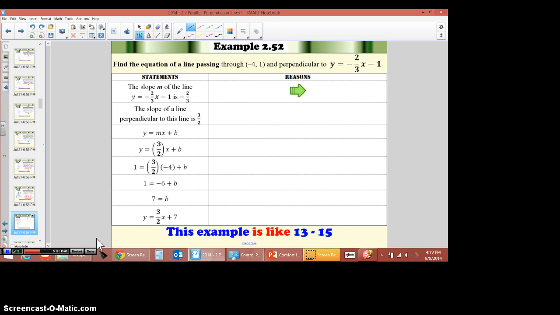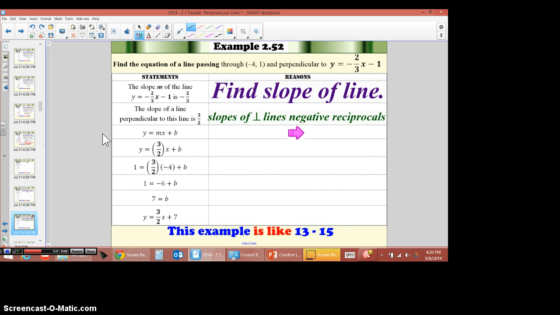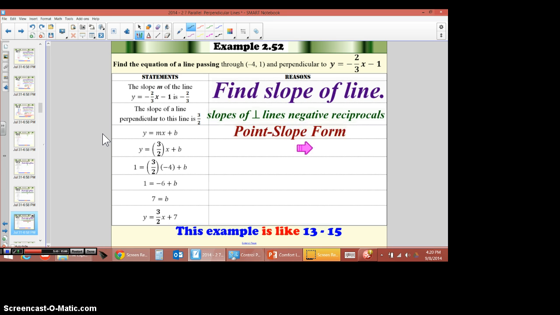Now, the equation passes through the point negative 4, 1, and is perpendicular to y equals negative 2/3 x minus 1. So it's got to go through a different point, and it has to have the perpendicular slope. Let's talk about the slope here. It's the coefficient of x, everything in front of the x. The slope of this line is negative 2/3. The slope of a perpendicular line has to be the negative reciprocal. So we flip it and make it negative, which gives us 3/2.